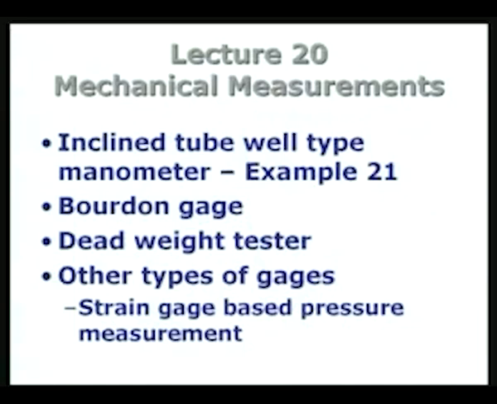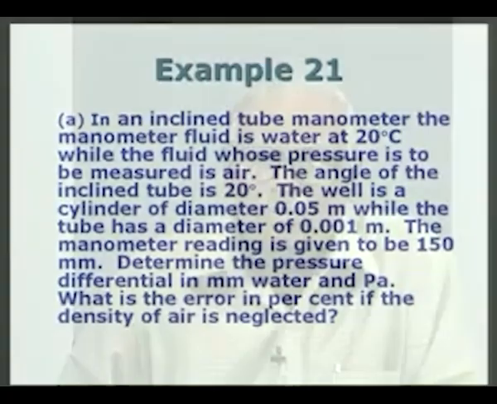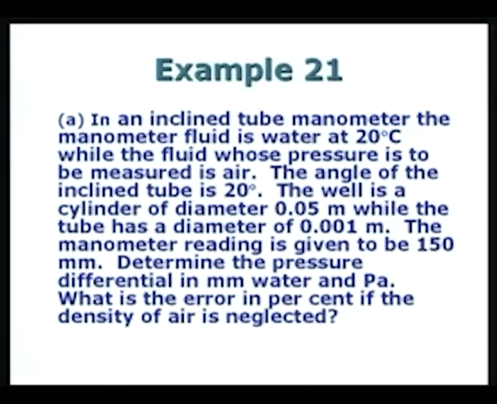So, to start with, let me just move on to example 21, which basically is a problem based on what we have covered in the earlier class, the last lecture. So, we are given an inclined tube manometer and the fluid is water at 20 degrees Celsius, that is the manometer fluid, and the pressure to be measured is that of air, and the angle of inclination of the tube is 20 degrees. If you remember theta, the angle.